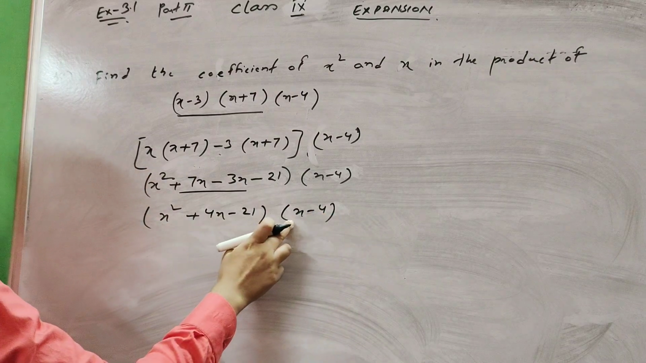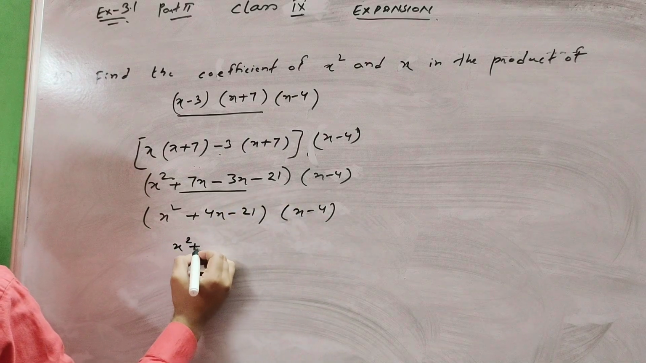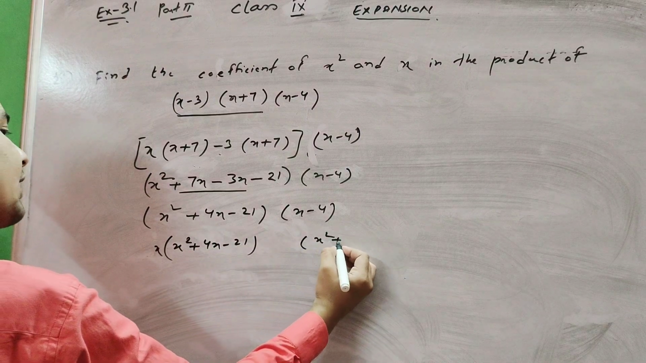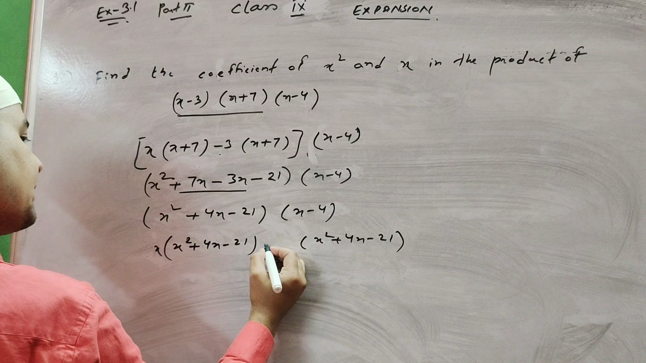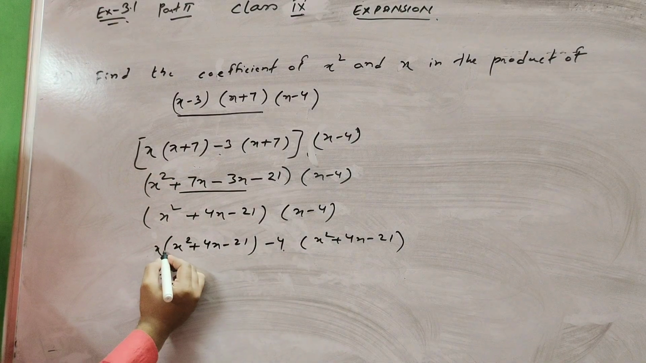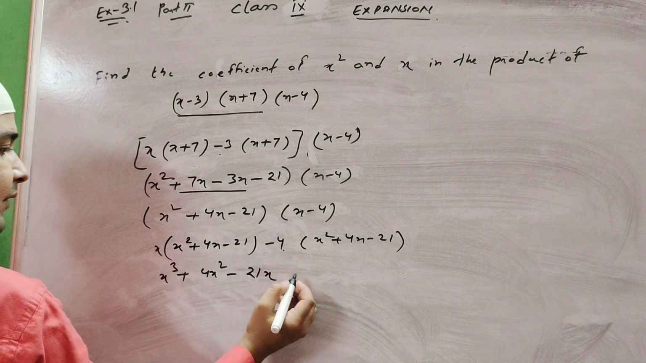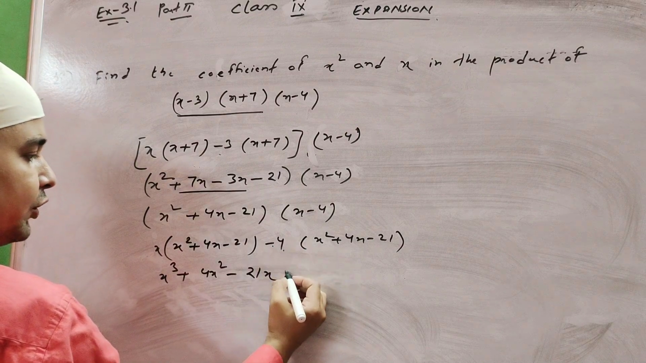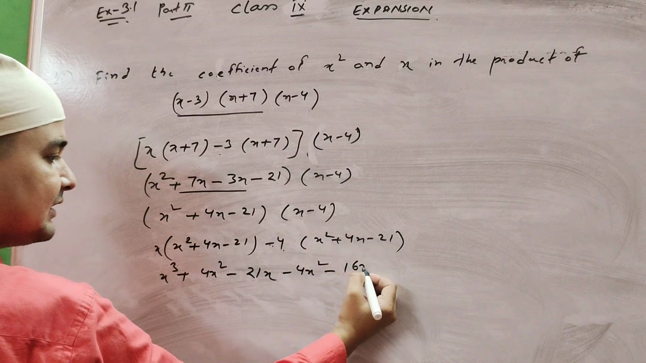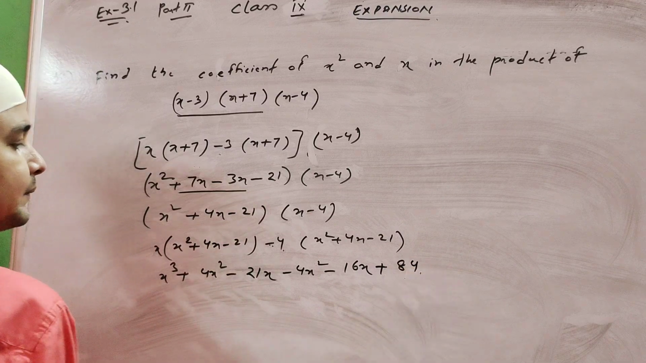This one is multiplied by x and again multiplied by minus 4, so x square plus 4x minus 21 multiplied by x, and x square plus 4x minus 21 multiplied by minus 4. So x into x square, x cube, plus 4 into x, 4x square, minus 21 into x, 21x, minus 4 into x square, minus 4x square, minus 4 into 4x, minus 16x, minus 4 into minus 21, plus 84.